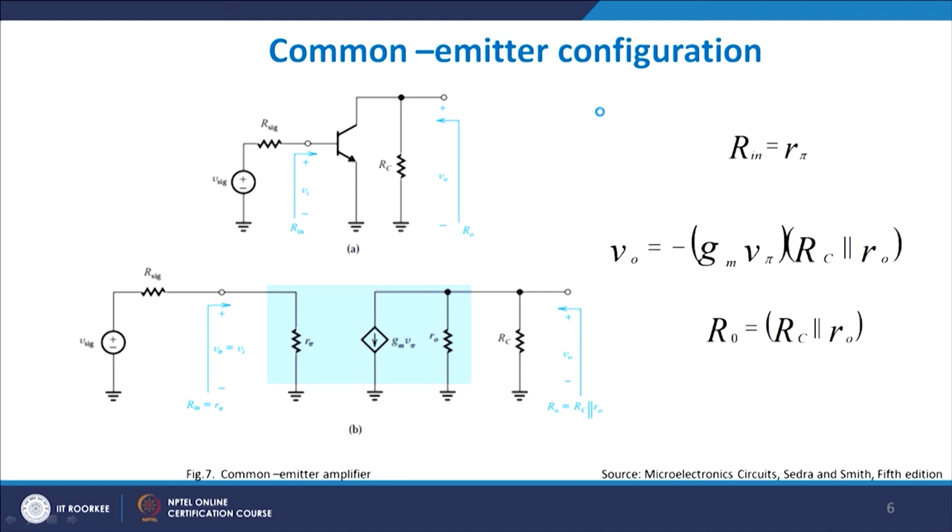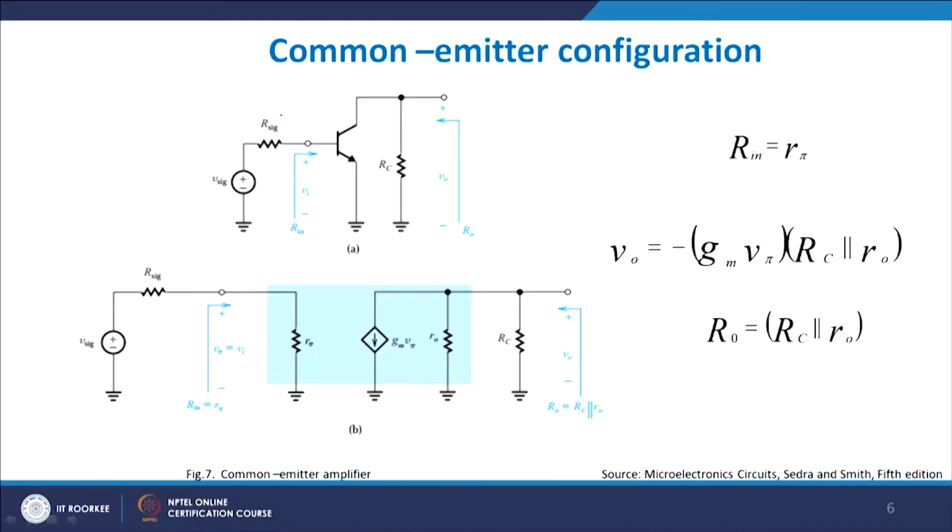Let me come to the common emitter configuration now and explain how it works, as far as how we are inserting the small signal model in a common emitter configuration. So this is the application of the small signal model. What is the application? I have a signal source resistance, I have an input signal, I have a BJT, and RC is the resistance. Rin is the input resistance looking from the base side, and the output resistance looking from the collector side is Ro.